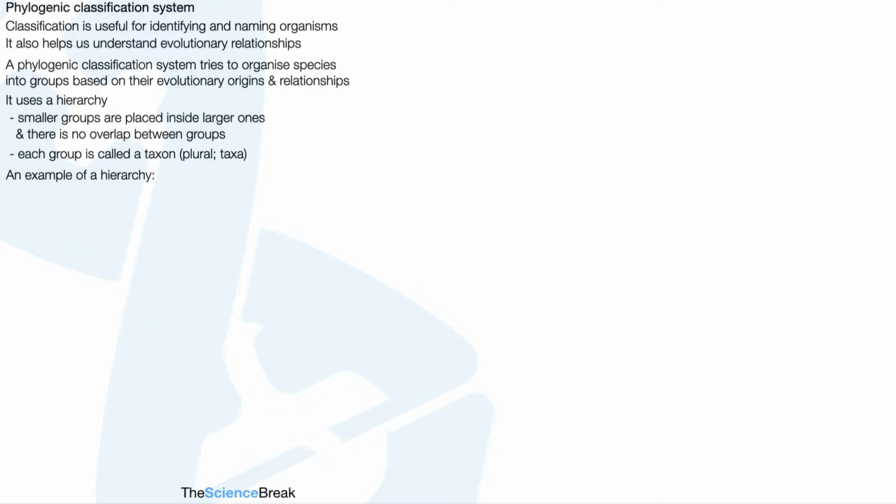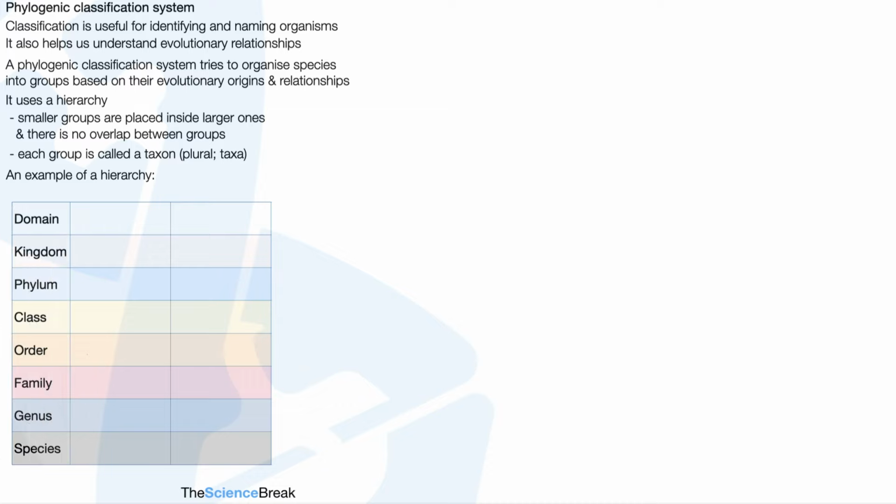Here is an example of a hierarchy that we need to know. It starts off with domain, kingdom, phylum, class, order, family, genus, and species. Unfortunately, we do need to remember the names of these in the correct order. I like to use do keep pond clean or froggy get sick. You can use your own sentence, or you can just remember them in order.